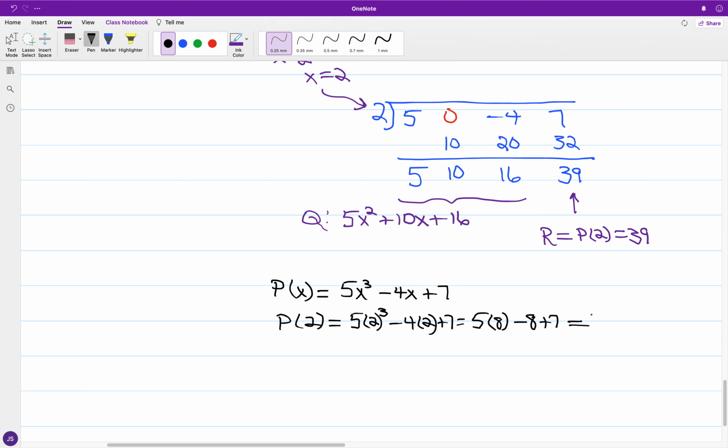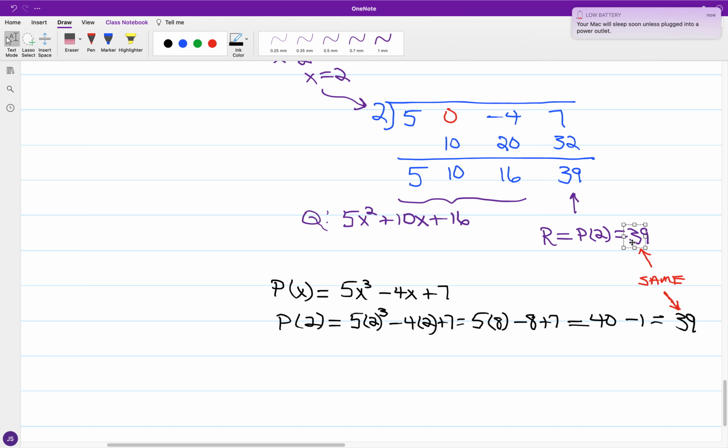5 times 8 is 40. Negative 8 plus 7 is going to be negative 1. And 40 minus 1 comes out to 39. So the function value, by the remainder theorem in the standalone operation, is just the remainder. And if you notice, these end up being the same. And for the next item, we have, I believe, the factor theorem.